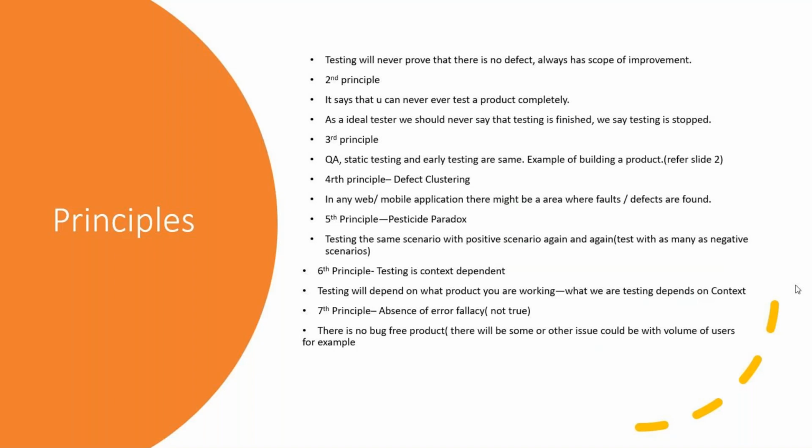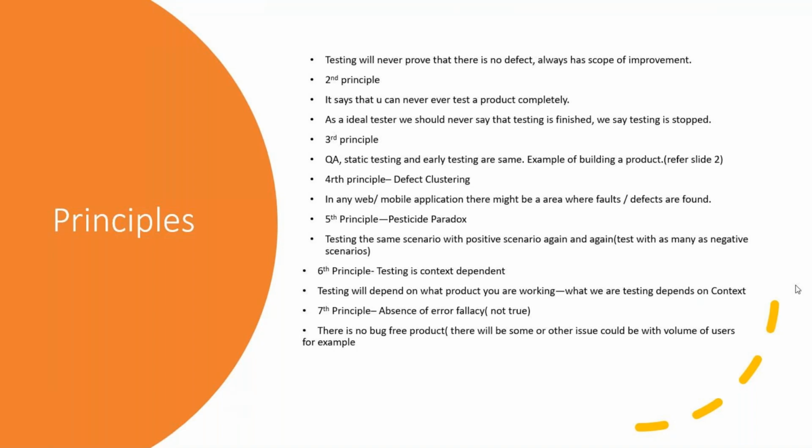We should rather say the testing is stopped. So in future, you are in a project and your project manager will come up and say, okay, for that particular functionality, did we complete the testing? So did we finish the testing? He'll ask. Then you have to say, no, testing cannot be finished, but we rather stop the testing after doing multiple scenarios. So that is the correct answer you can give to your project manager.